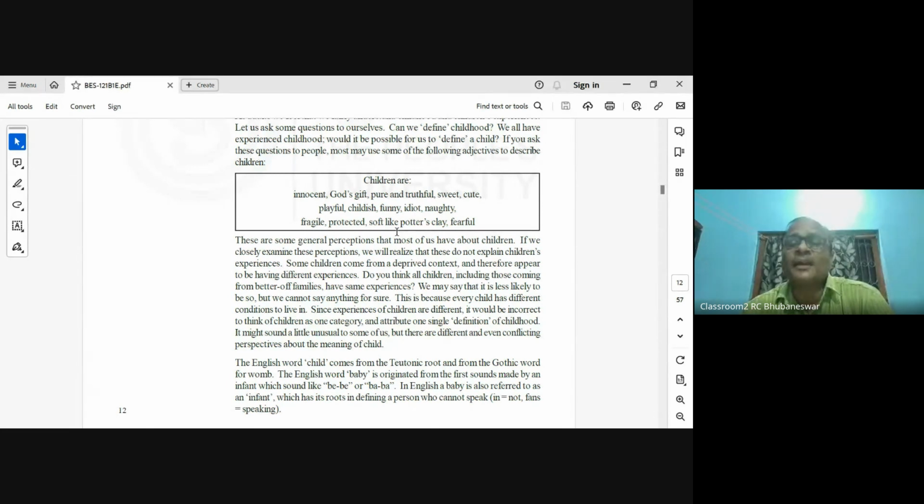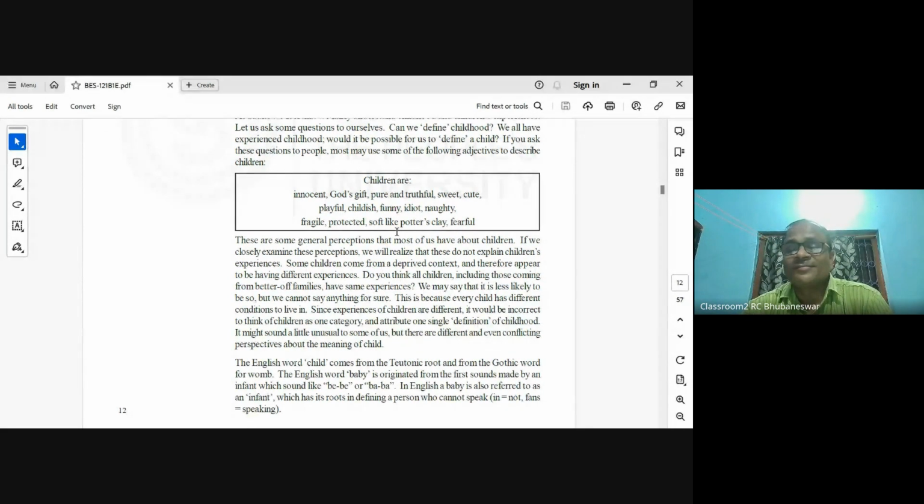These are the common, natural instincts of every child. Every child is innocent. Every child is God's gift. Truthful, sweet, cute to look at, playful, love to play, very childish, funny, naughty, idiot. These are the common characteristics of every child.